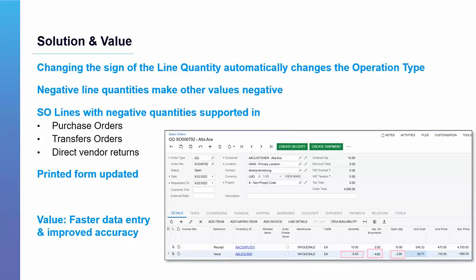This will then make negative line quantities make all the other values in the line negative as well. Okay, so just by changing the sign of the line quantity, it'll automatically change the operation type. The forms will also now include those negative quantities. So the idea here is that instead of having to go out and do a separate order type for a return, you're able to include both of those on the same order.